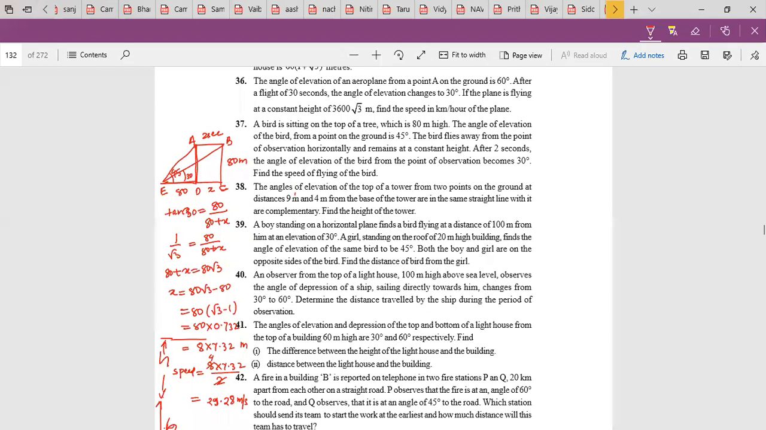Ma'am, 38th one, what's the height of the tower? 6.